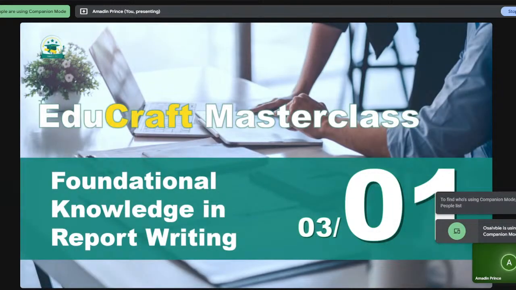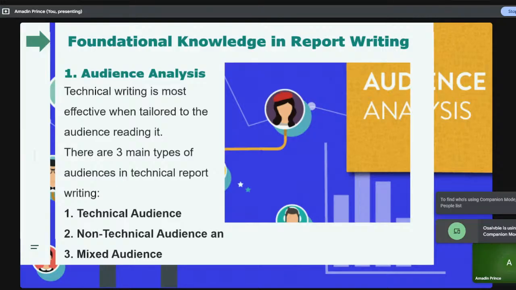The foundation of technical report writing. There are some things you need to know before writing any report. Before writing a report, there are certain things you need to put in place. Number one, you need to put in place your audience analysis. That one is very, very crucial, because that one will determine how you would go about writing a report.